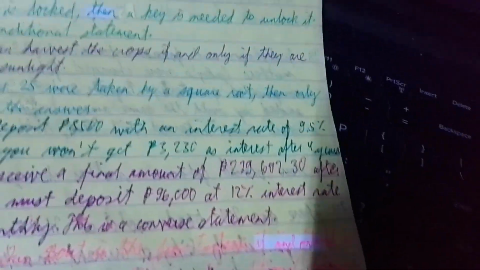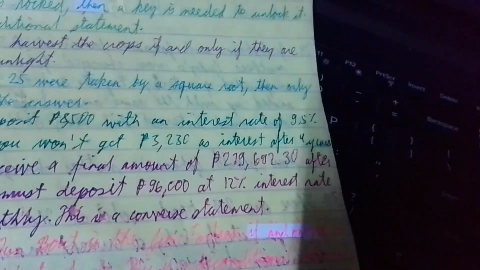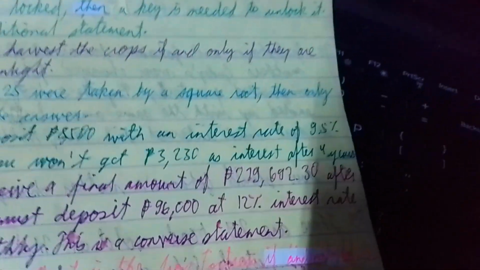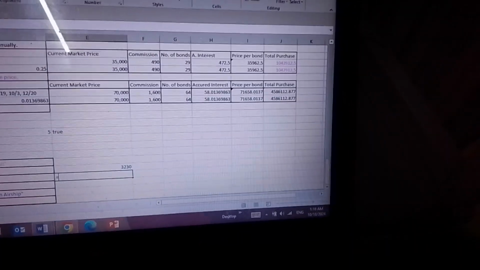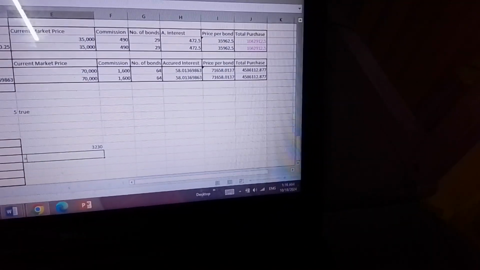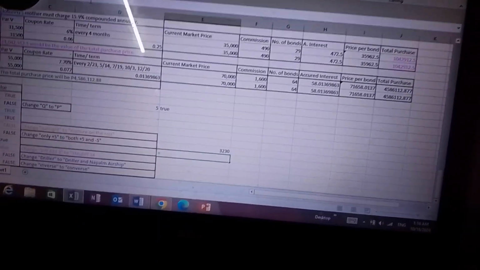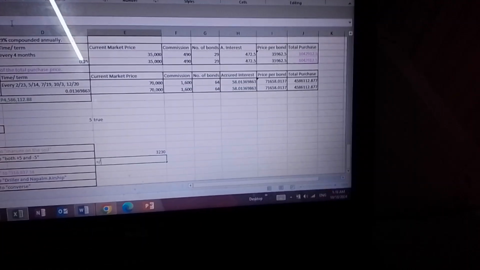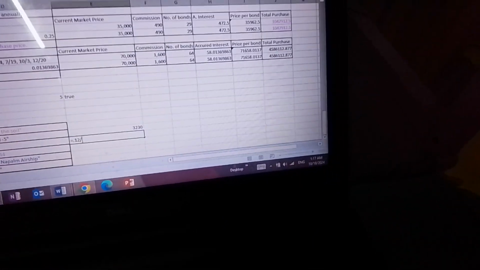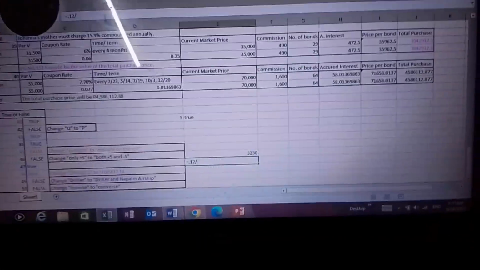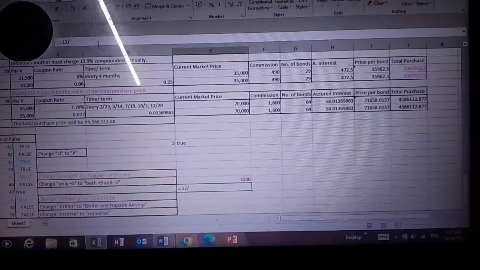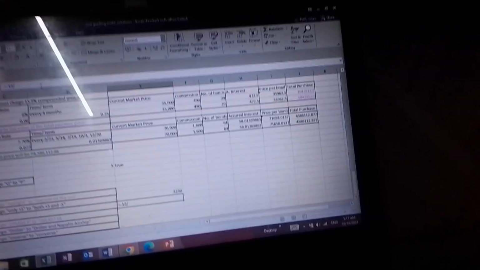So, therefore, it is converse. Q comes first and then P. Yes, that's correct. But is that true? Let's try to type that in the formula. Remember we have the principal of 96,000 pesos. First, remember what we did, we did this. 12% interest rate, 12% and then compounded monthly.